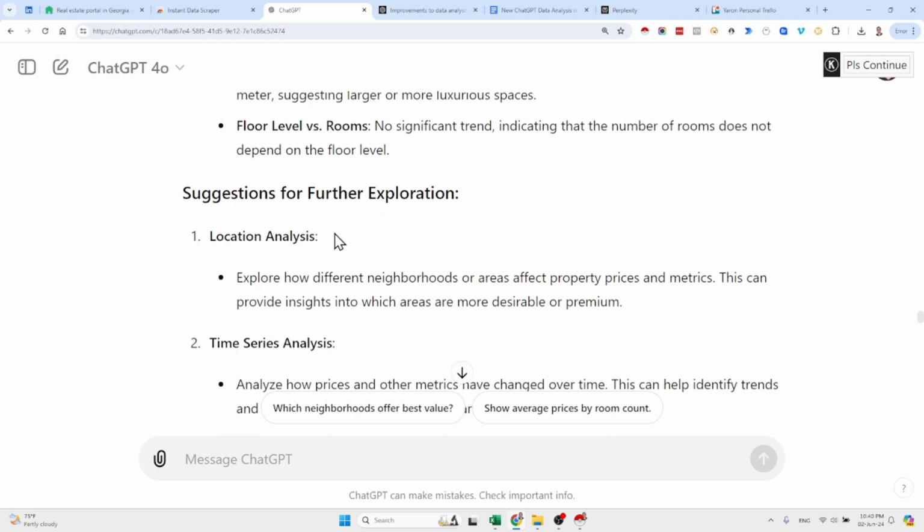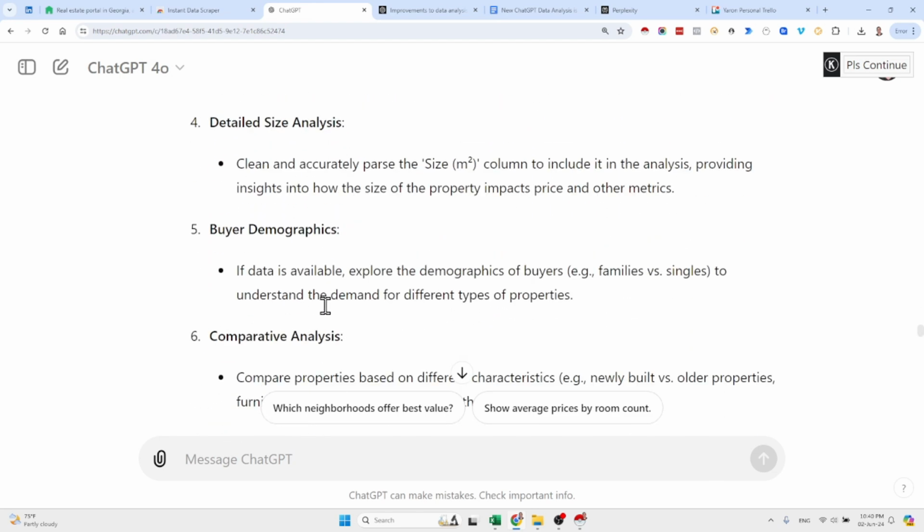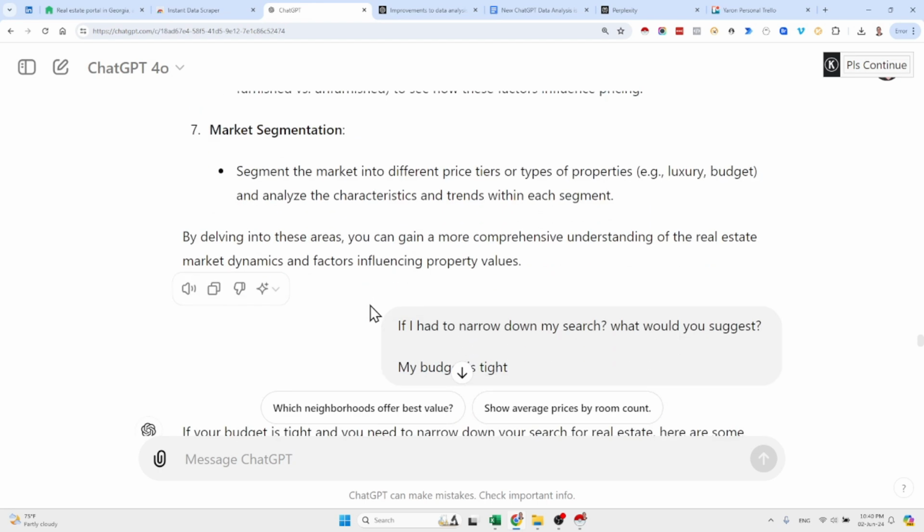Now, suggestions for further exploration: location analysis, time series analysis. Okay, this is stuff that is irrelevant, but basically there are good explanations and suggestions, but it was irrelevant for the video and for me at the moment.